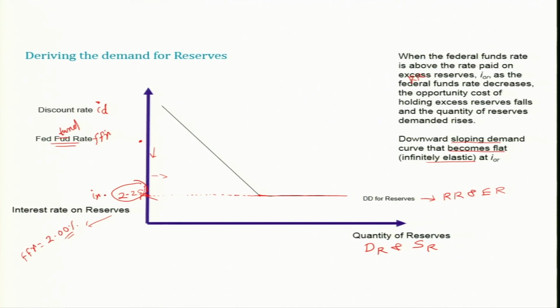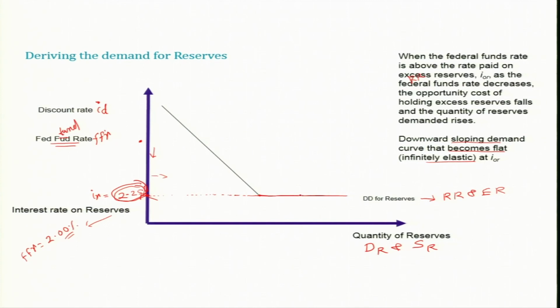To summarize this point, the lower limit of the federal fund rate will be equal to the interest rate on reserve, because the Fed fund rate cannot go below it. It doesn't make sense for the lending banks to lend in the Fed fund market below the interest rate on reserve. Instead, they can just keep their money idle with the Federal Reserve System and easily get 2.25%.